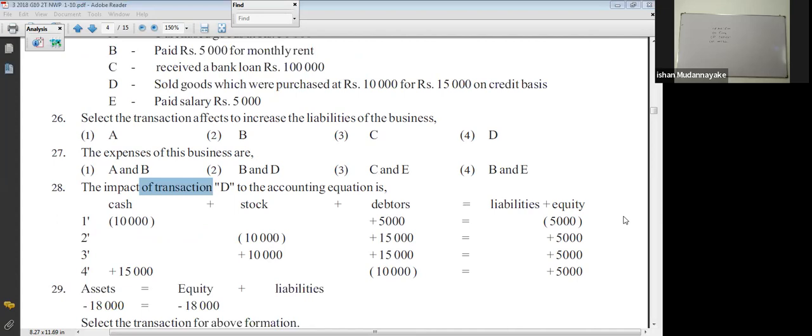Both are right. Yes, now here the answer is the second one. Sold goods which were purchased for 10,000 for 50,000 on credit basis. So the stock of the business decreased by 10,000. Debtor asset increased by 15,000. And then equity of the business increased by 5,000. The answer is the second one.